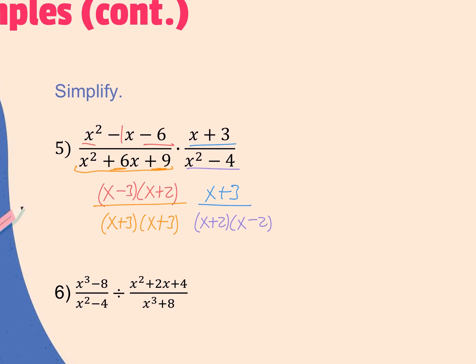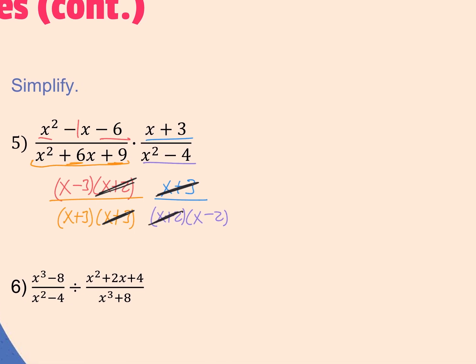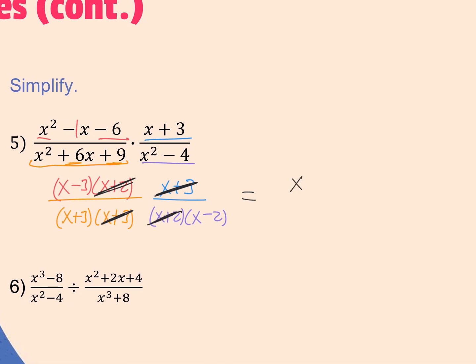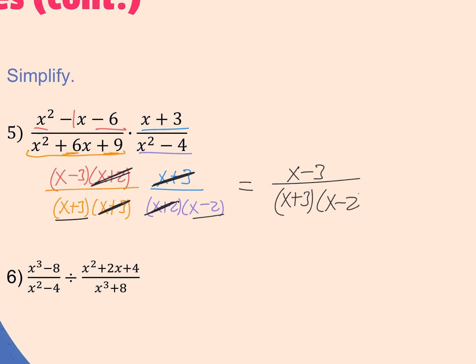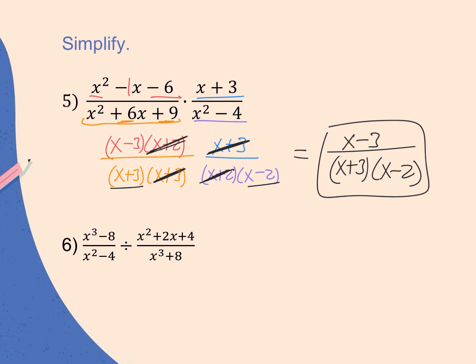All right. And then we're just looking for what's exactly the same on the top and on the bottom. It looks like we have an x plus 3. That's the same. And we also have an x plus 2. And it looks like that's the only thing that's the same, right? So we get x minus 3 left over on top. And on the bottom, I have an x plus 3 and an x minus 2. All right, you can leave it like that. Don't FOIL the bottom. I mean, if you can, it's not wrong, but it's just extra work.